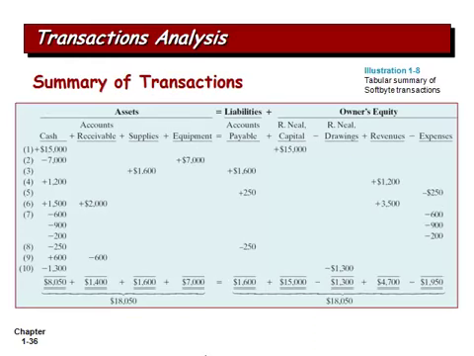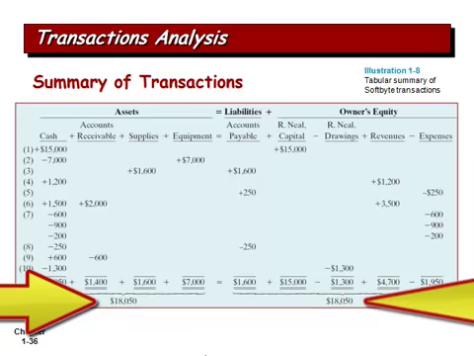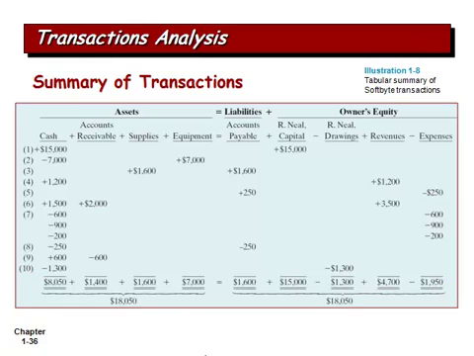So here's a summary of transactions, and if you look at the bottom there, you can see that assets total $18,050 and our liabilities and owner's equity total $18,050. So our accounting equation is in balance. We haven't broken the 11th commandment. I'm ecstatic.